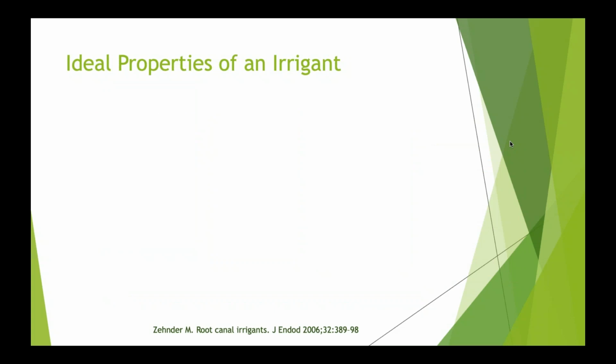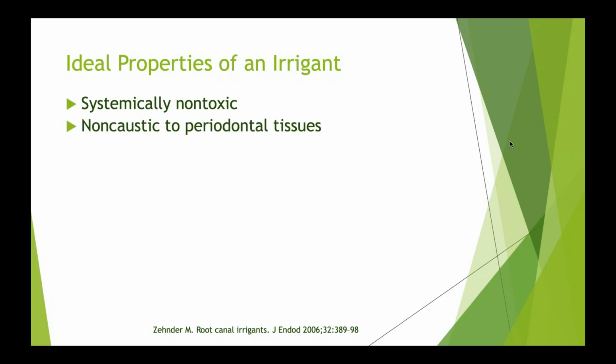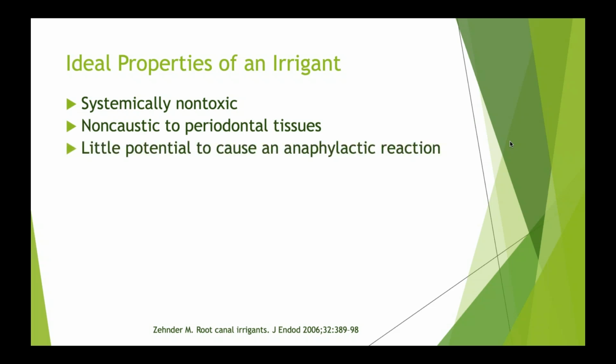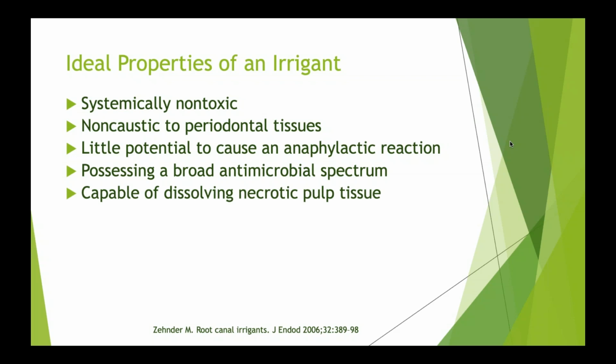So there are always ideal properties of irrigants. Ideally, we want something that's not going to hurt the patient. We don't want to cause problems beyond the end of the root. We don't want people to be allergic to what we use. We'd like it to kill the bugs we're trying to deal with, and there are so many bugs. There are over 600 different strains of bacteria that we've been able to identify at this stage, but we know there are a lot more that we just don't have the capability of identifying.